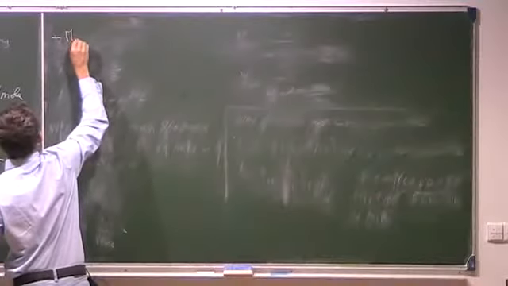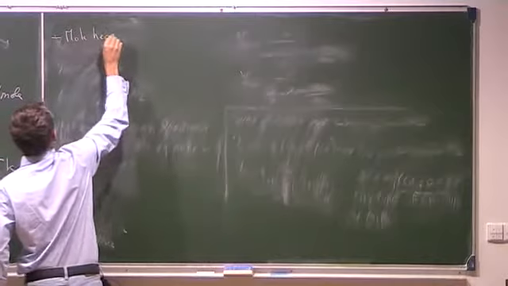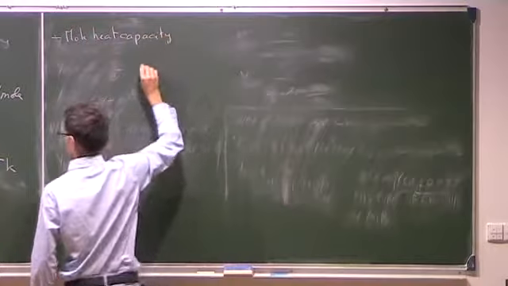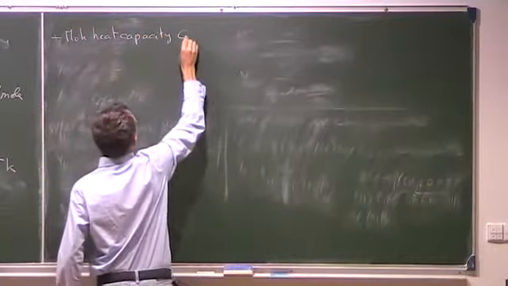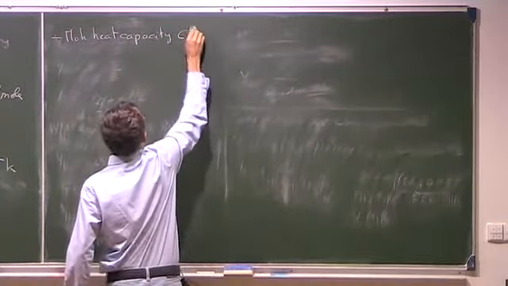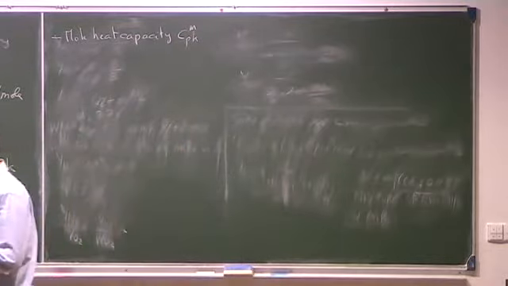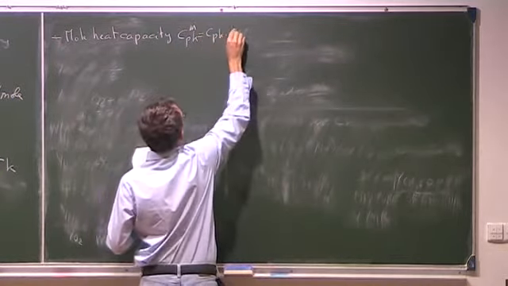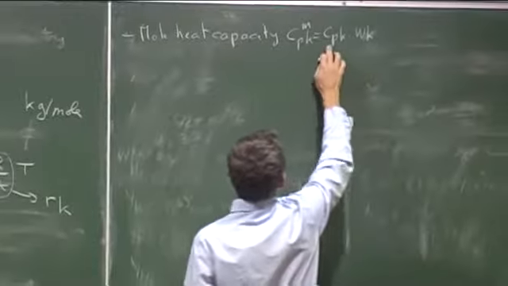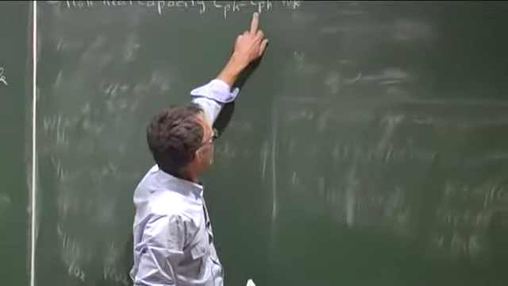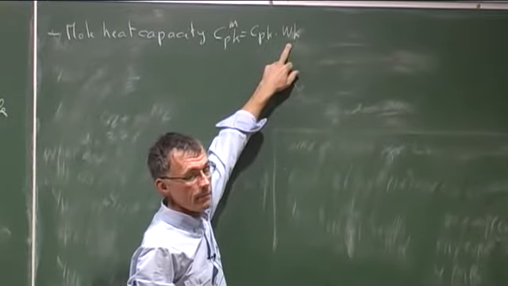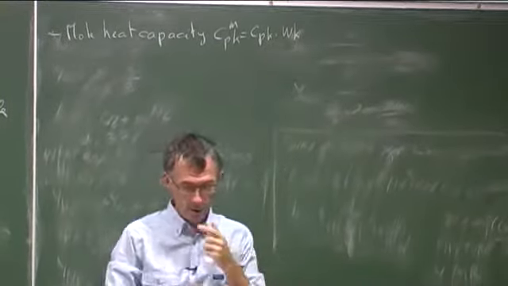The mole heat capacity, we will call it CPK M. The M comes here for molar. And CPK-M is simply equal to CPK multiplied by WK. Okay, it's the mass heat capacity multiplied by the mass of 1 mole, and you get the molar heat capacity.